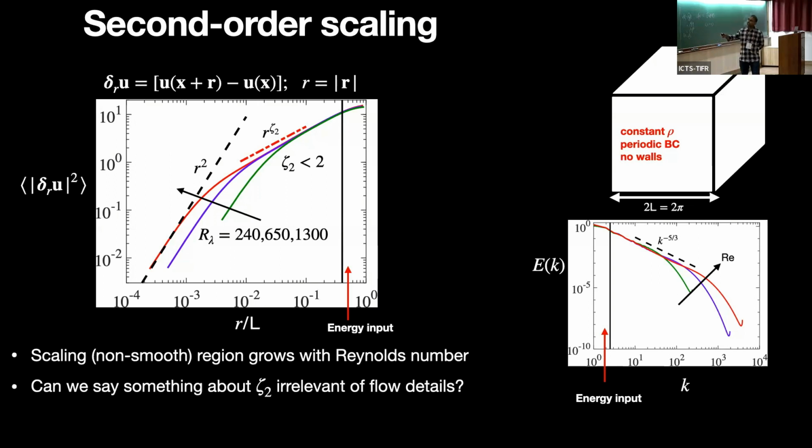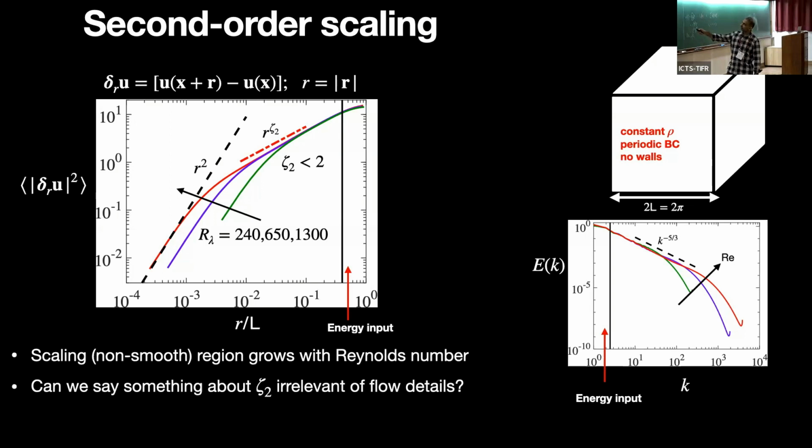What you're seeing here is the physical space counterpart of this. If you take the Fourier transform of the 3D energy spectrum, you will get this quantity. And you see that you have a similar trend there. As you go down in scale from the large scales to the small scales, you see this vividly manifest scaling range. At the smaller scales, you'll see a quadratic behavior for the second order structure function. But as you go to larger scales, you see that the slope decreases.